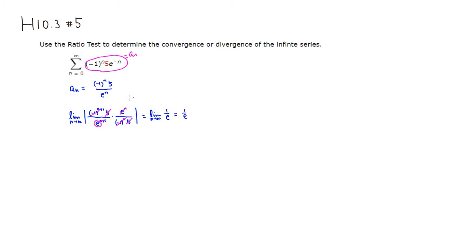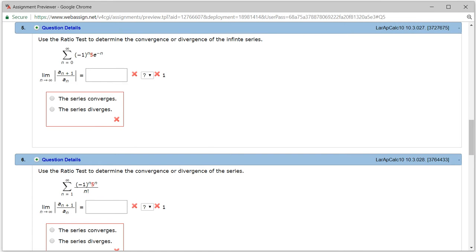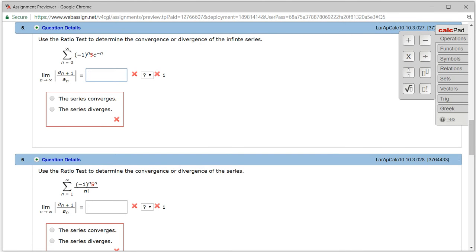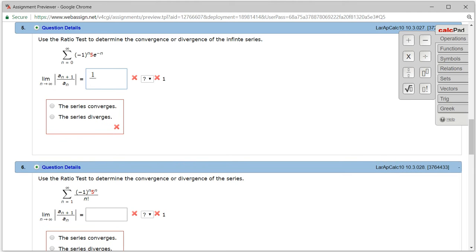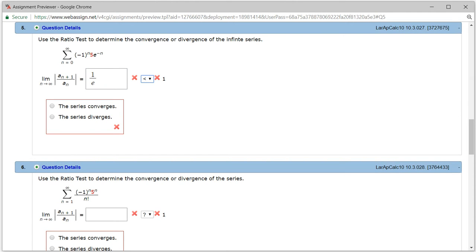Therefore, 1 over e is less than 1, which means that the series converges. So here we have 1 over e, which is less than 1, which means that this converges.